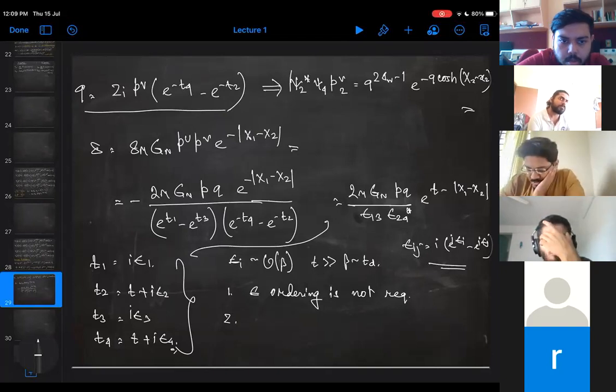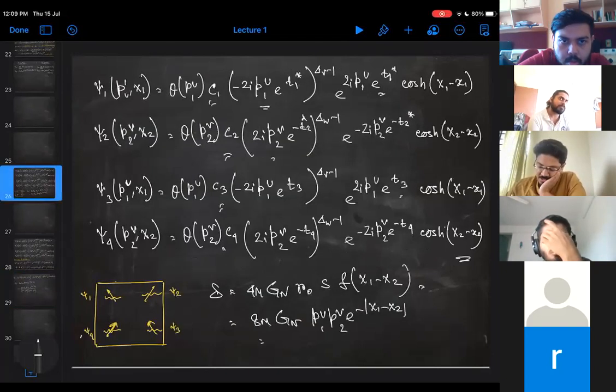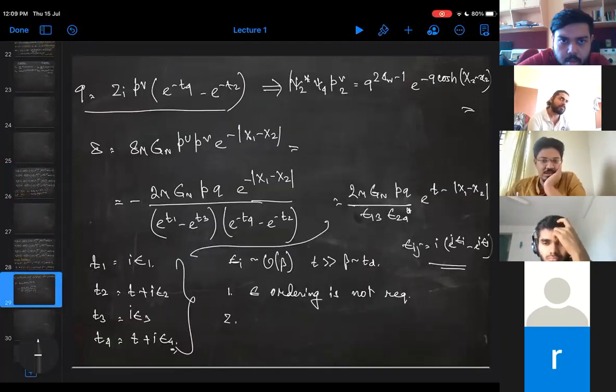Okay, because we have started, even from the get-go, we are essentially working with the out of time order thing. We are working in the Lorentzian signature throughout. So yeah, the T's are Lorentzian. In Lorentzian, there is a precise sense of time ordering.